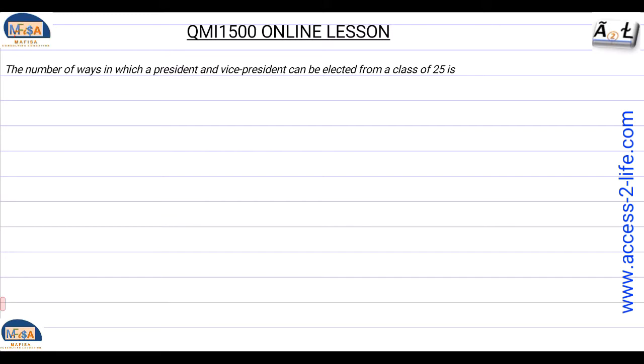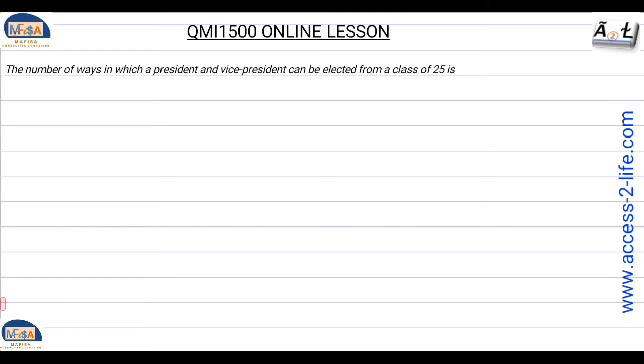So in this instance we're going to look at permutation. This comes from the section on combination and permutation. The question says: the number of ways in which a president and a vice president can be elected from a class of 25 is. What they want to know is, if you had a class of 25 students and had to select a president and a vice president, in how many ways can we do this?